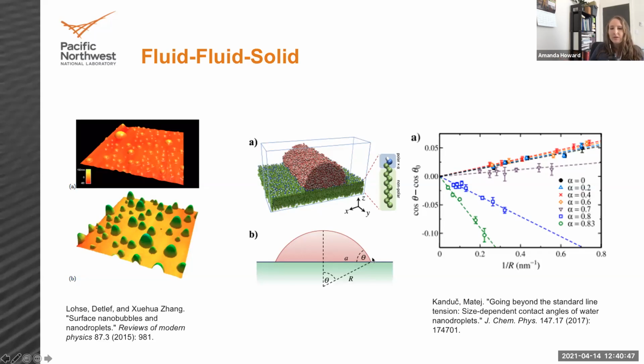And this is an active area of research to try and understand why. So what that looks like is, depending on the surface tension, which here they denoted as alpha, we're going to see a difference between the macroscopic contact angle theta naught and the nanobubble contact angle theta. And that's going to, so the nanoscale contact angle is going to decrease as we decrease the size of the droplet.